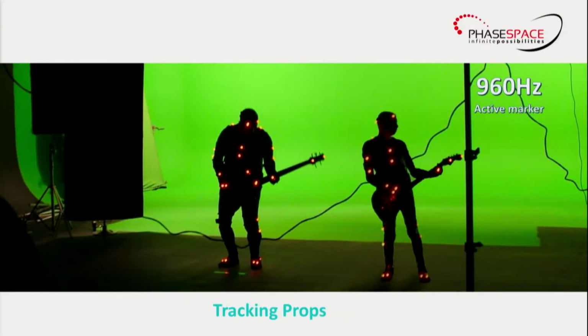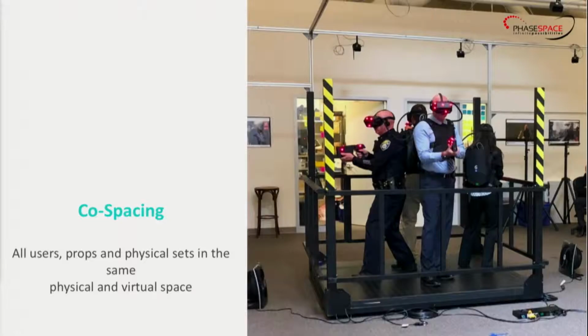What I'm going to talk about specifically is Cospacing and some of the experiments we've been doing creating high-value training materials. We're using a phase-based 960 Hertz active tracking system, so you can track props to incredible accuracy in 3D. You can track people, but we consider Cospacing to be the combination of users, props, and the physical sets, all in known room-scale tracking. It really does change the way you interact, particularly in a VR situation, but certainly in AR as well.